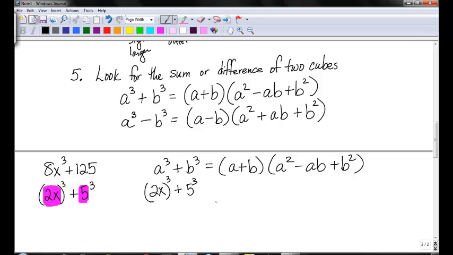So now you can factor this back. Your A is 2x, your B is 5. If you take 2x and square it, it would be 4x squared. Your A times B, you just multiply them together, it would be minus 10x. And then plus 25. And that's as far as you can go.